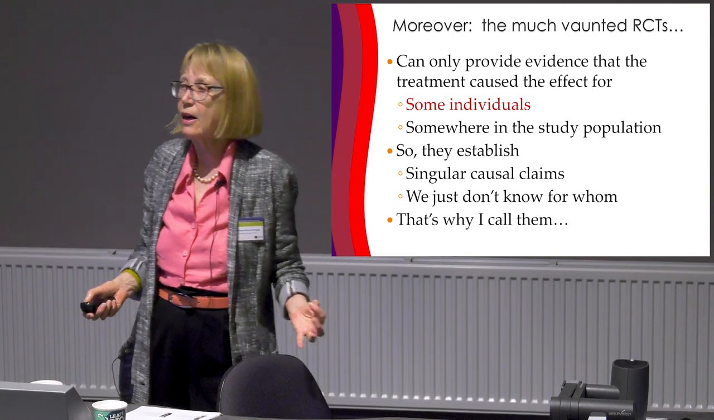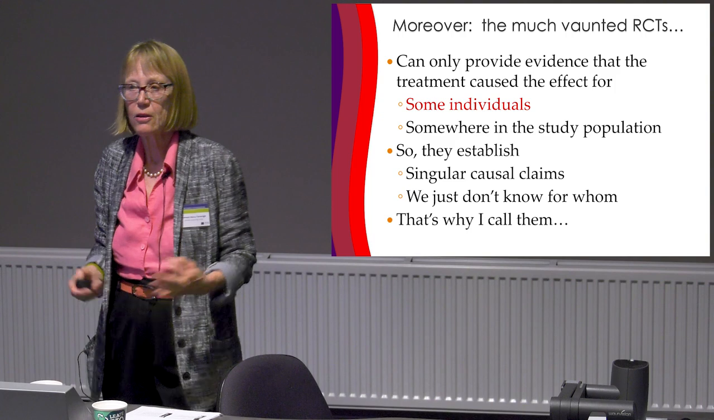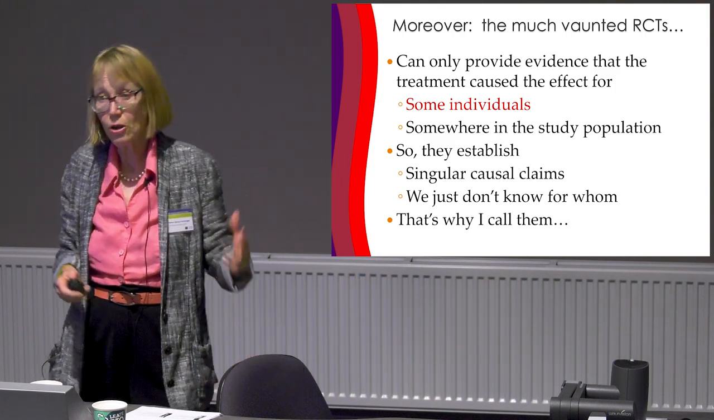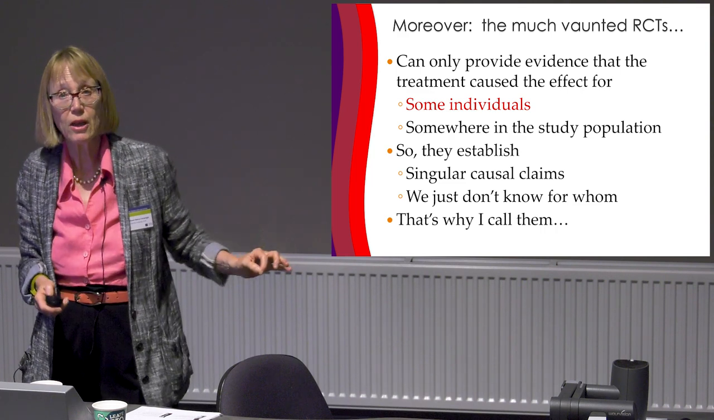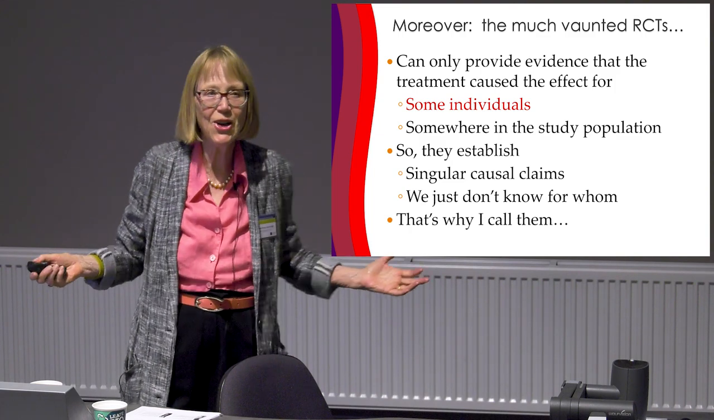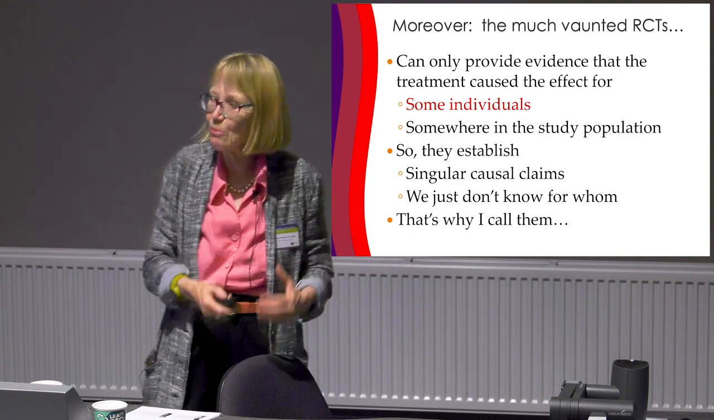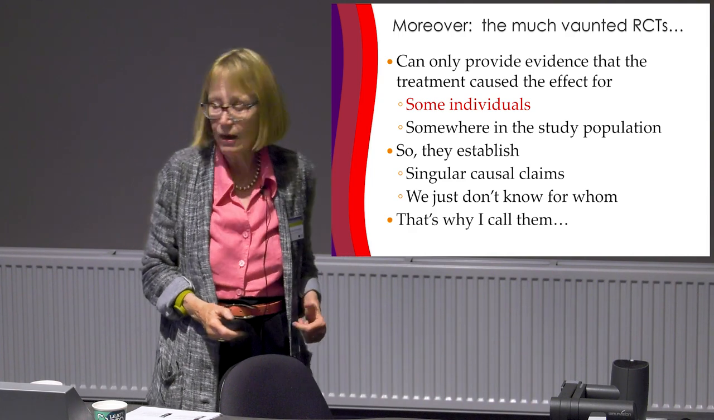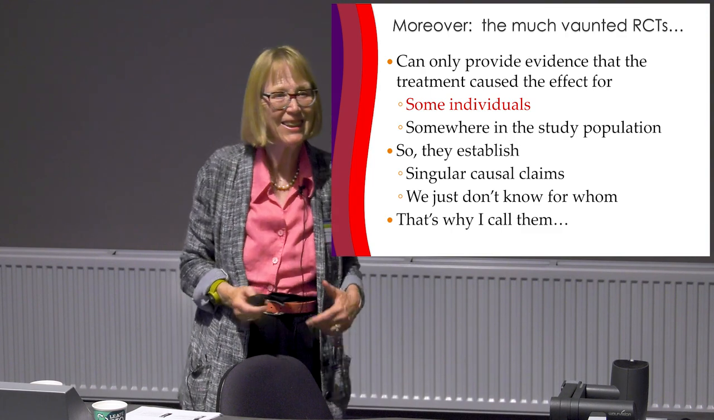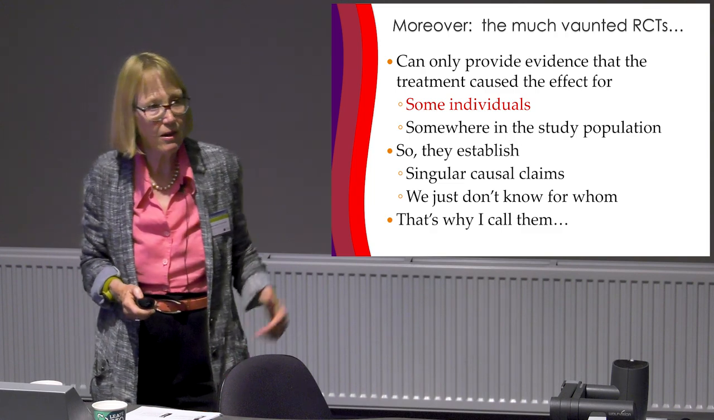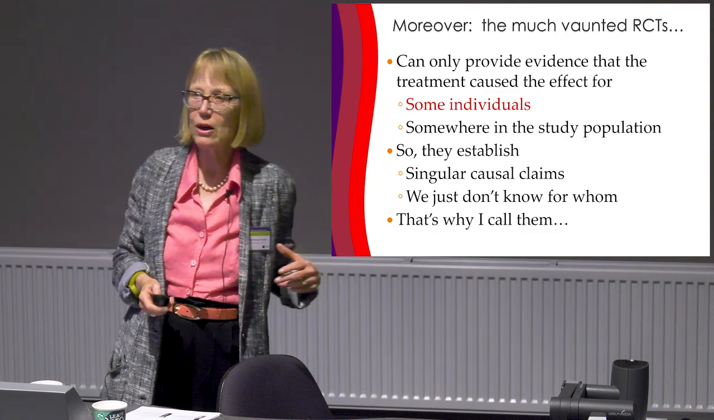Okay. So it really is an indirect way of establishing some singular causal claims. So they establish singular causal claims in an RCT, but it's kind of odd because we know that for some individuals in the study population the causal claim is true, although we just don't know for whom. So it seems to me they're worse than just dealing directly with it. So I call randomized controlled trials, when I'm not being very nice to them, Where's Wally studies.